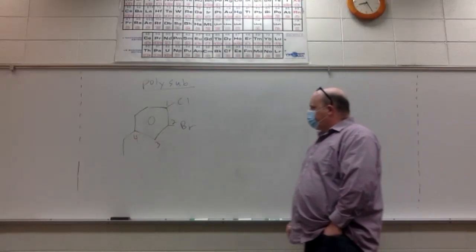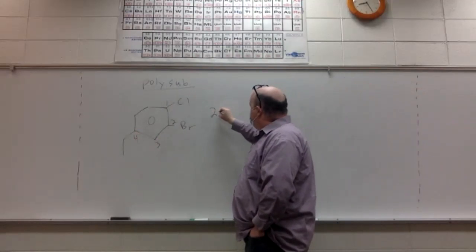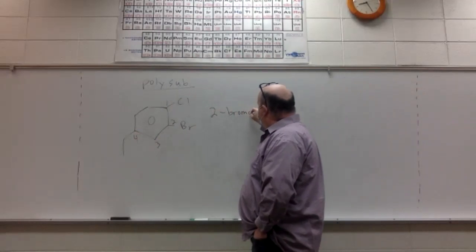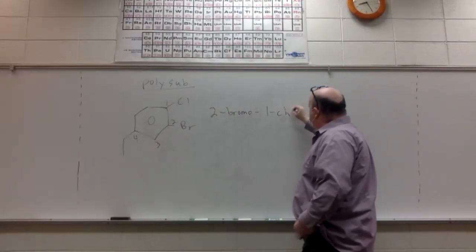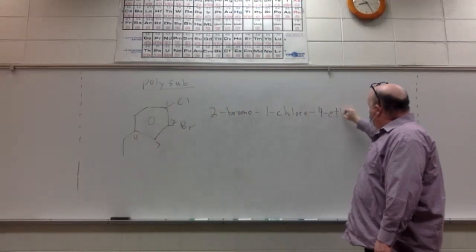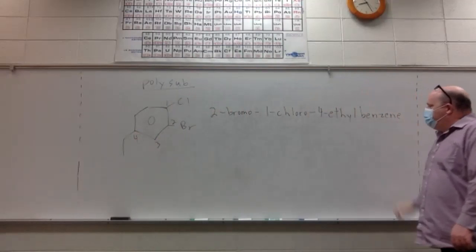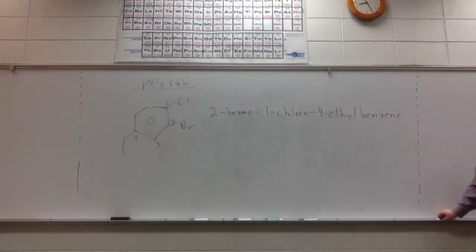If we put those in alphabetical order, which we should, we have 2-bromo, 1-chloro, 4-ethylbenzene. Benzene's always going to be your parent name here. Please don't ever, well, actually, let me take that back. Benzene will be your parent name in this case. I forgot there will be a couple of exceptions.